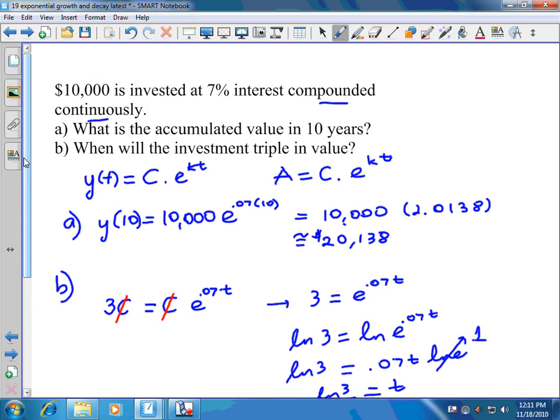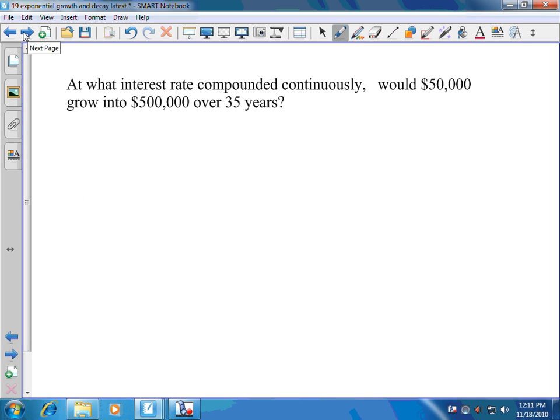Okay, let's take a look at another example. At what interest, compounded continuously, would $50,000 grow into $500,000 over 35 years? So we are given the final amount. I'm going to put it on the left-hand side. And again, when we hear continuous compounding and interest problems, we can assume exponential growth. And on the other side, the amount invested, which is 50,000, times e to the kt. k is unknown, that's the growth rate, and t is the time, that's 35.